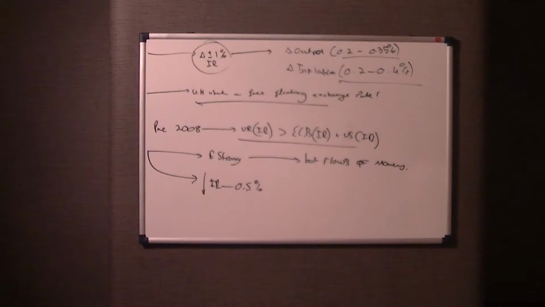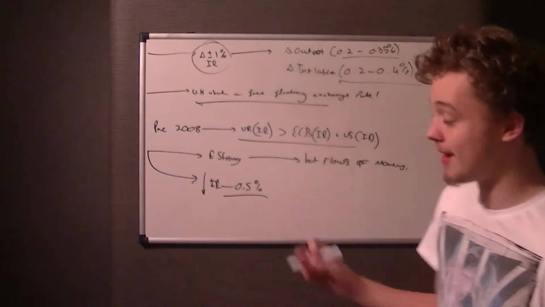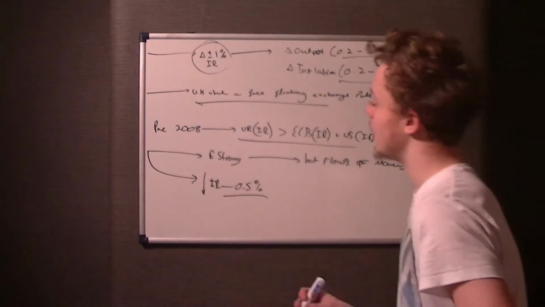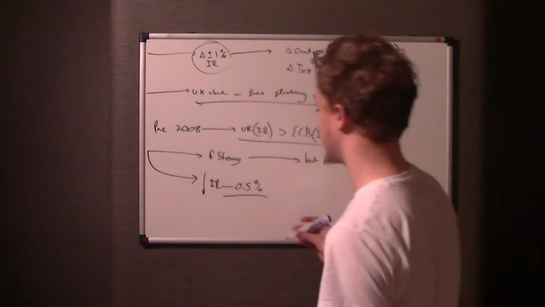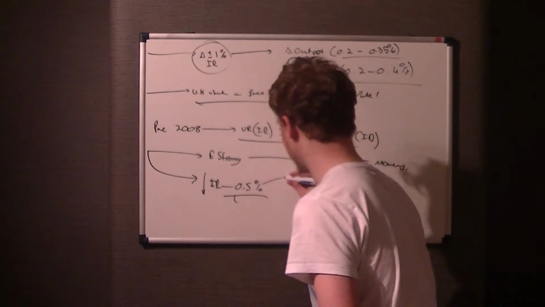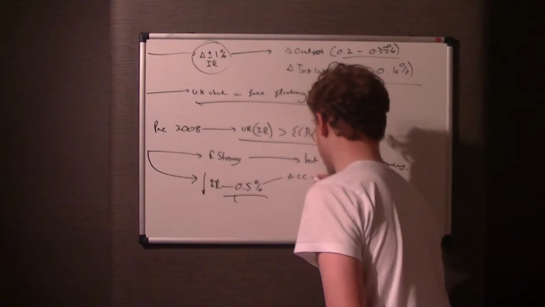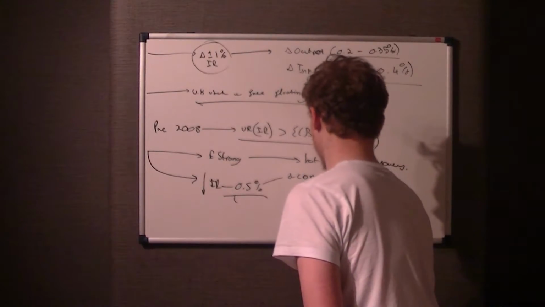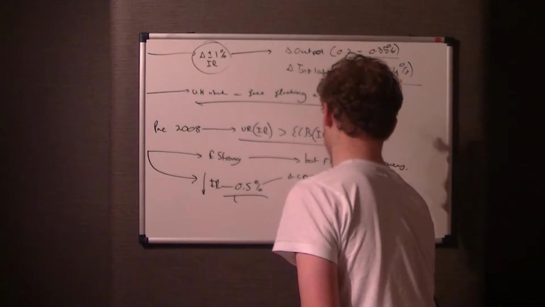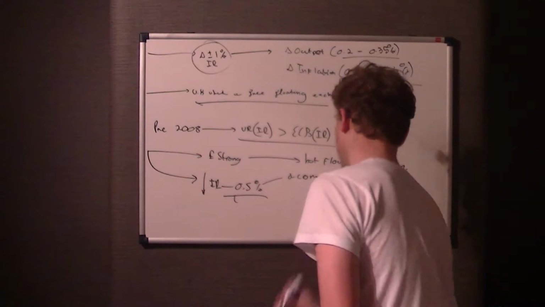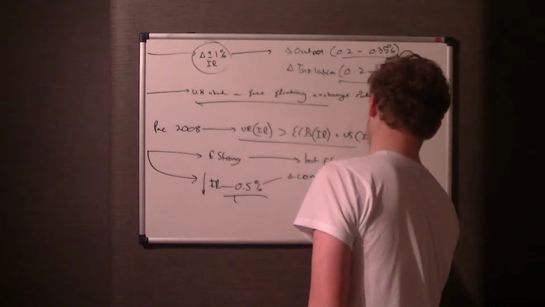Because the rate is so low and you can't really make it much lower, if anything at all that would make an impact, we call it an accommodatory monetary policy. A-C-C-O-M-M-O-D-A-T-O-R-Y, sorry, I can't spell, but you get the idea.